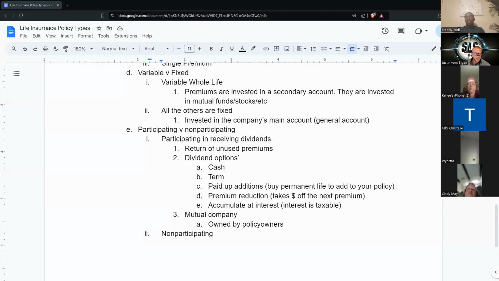If you want to do interest accumulated and premium reduction, no, you can't. You just have to pick one dividend option. Non-participating means it doesn't participate in dividends. So essentially, you don't got to worry about any of this stuff. Okay, it's owned by stockholders who receive company profits.